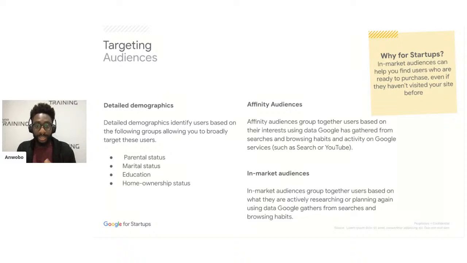We have the marital status. Are you married? Are you unmarried? Education. What's your highest level of education? High school? Is it university? Do you have a master's, a PhD? And also home ownership status. Are you a homeowner or are you a renter? So therefore, with these demographics, based on what your products or services are, you may want to target broadly to any user who is a homeowner, for example, if you are selling home insurance.